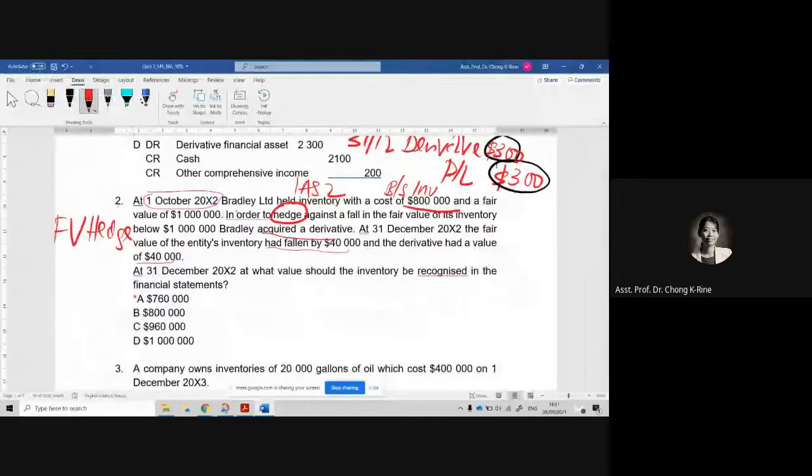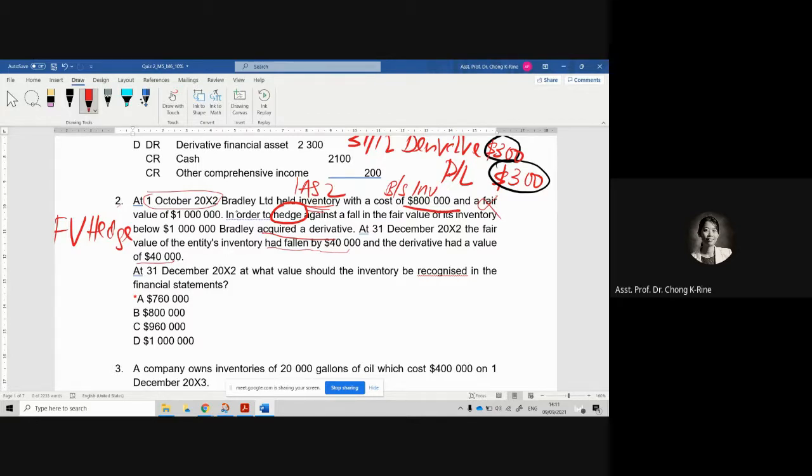Maybe because you don't know this IAS 2. Inventory, IAS 2, we will recognize in the balance sheet inventory at the lower of cost versus net realizable value. The value it can be sold for, based on the estimated selling price minus cost to sell. It has got nothing to do with fair value. The fair value we have to look at is the derivative fair value, not the inventory fair value. Maybe the confusion is here, I guess.